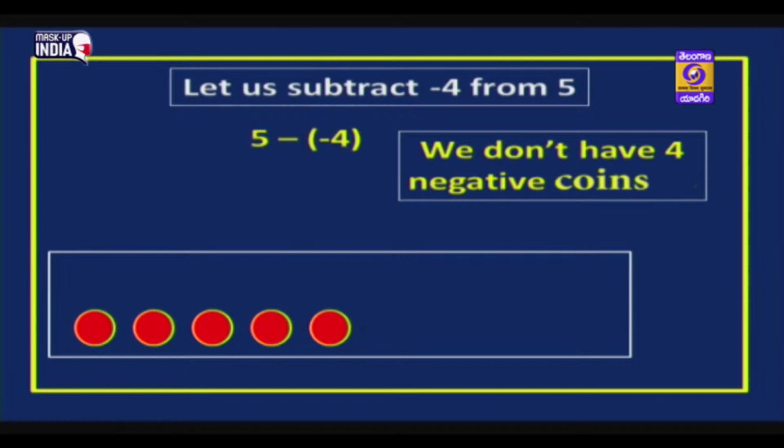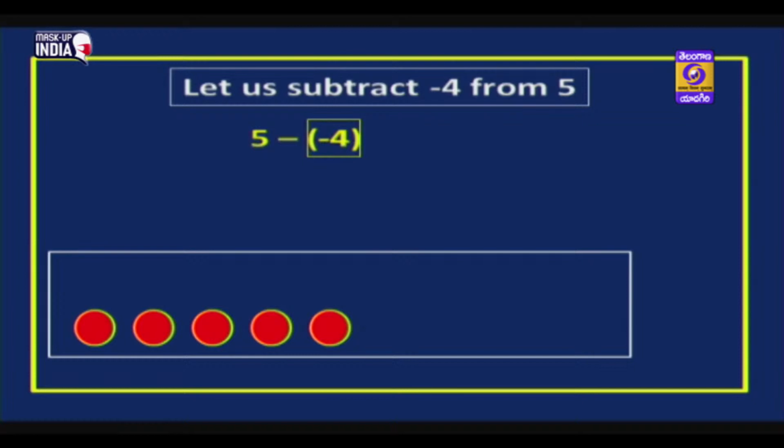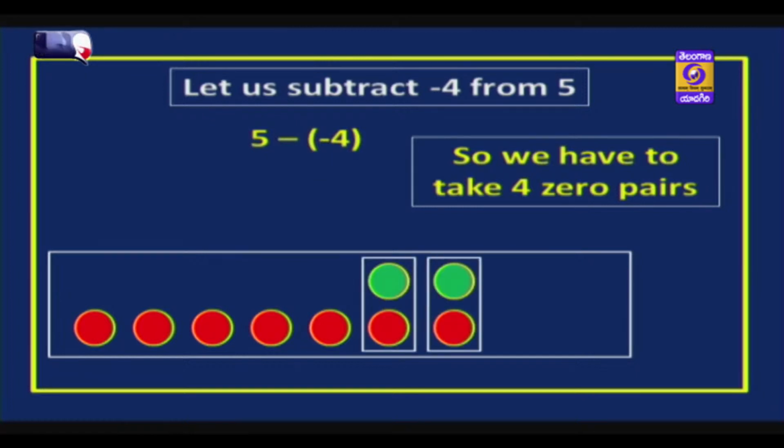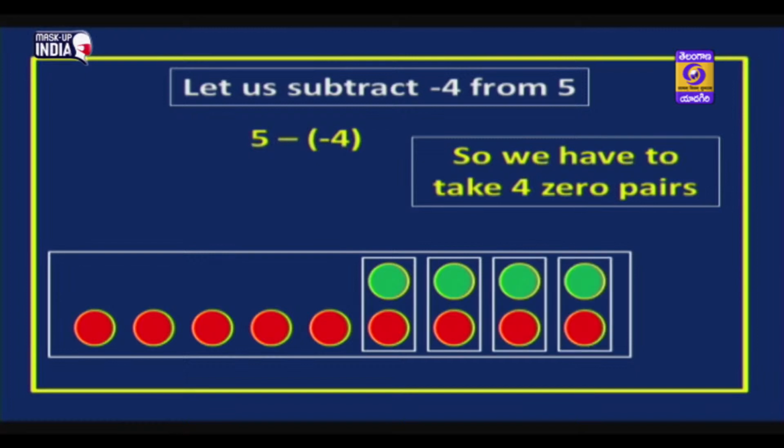Why do we take 4 zero pairs? Because 5 minus of, we have minus 4. Since we have minus 4 subtracted from 5, we are taking 4 negative coins. Got it, children? So, since we are having minus 4, we are going to take 4 zero pairs. Let us take 4 zero pairs, children, as shown. You can see 1, 2, 3 and 4.